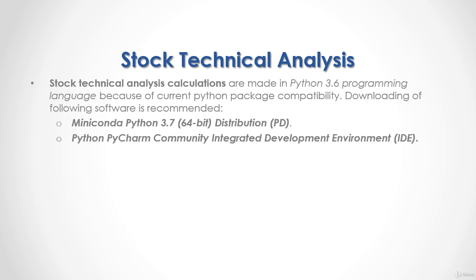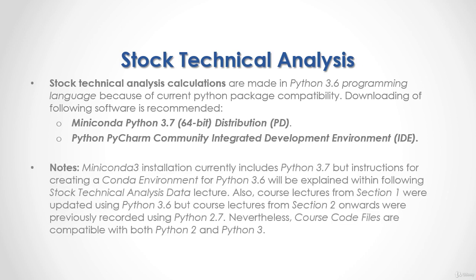Stock technical analysis calculations are made in Python 3.6 programming language because of current Python package compatibility. Downloading of the following software is recommended: Miniconda Python 3.7 64-bit distribution and Python PyCharm Community Integrated Development Environment. Important notes: Miniconda 3 installation currently includes Python 3.7, but instructions for creating a Conda environment for Python 3.6 will be explained within the following stock technical analysis data lecture.